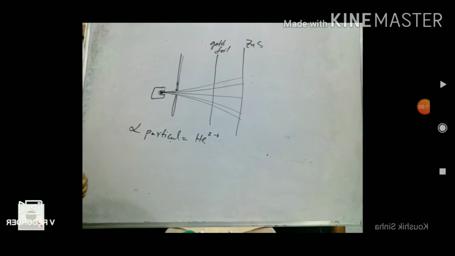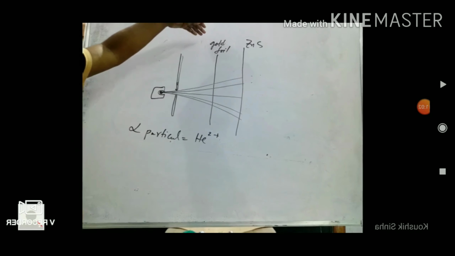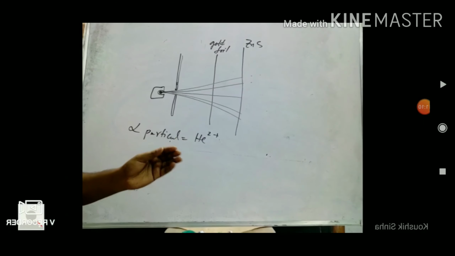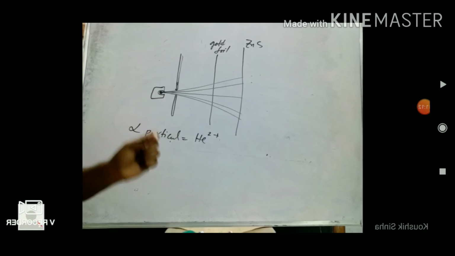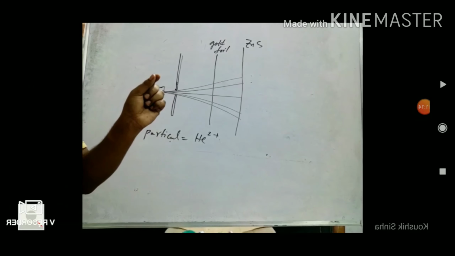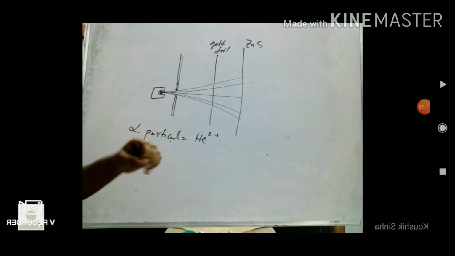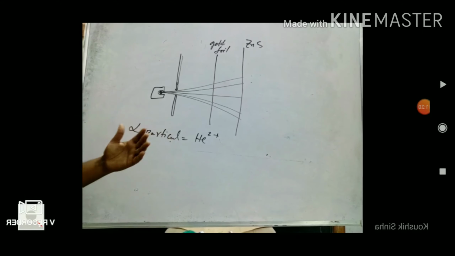Now, why a very thin gold foil? To get a monolayer of atoms. Although we will not get a perfect monolayer, if the thickness is very small, then the layers of atoms are also fewer, and you will get a better observation.